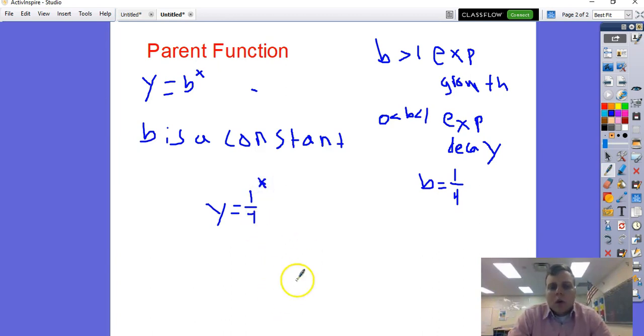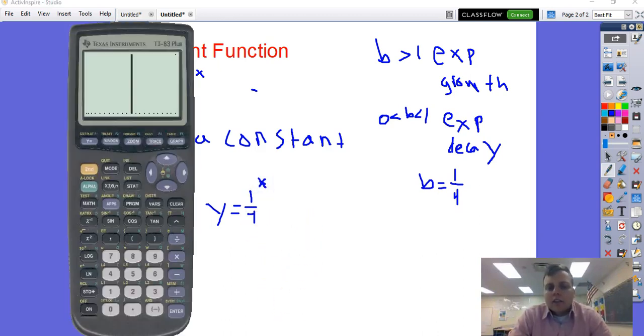So then, what that actually does to your graph, let's just look at the way the calculator does it. You do 1 divided by 4 raised to the x. You can hit graph, but I know I need to hit zoom 6. So I hit zoom 6. What's different about this graph? Take a moment, compared to the graph we just did. Look at your notes. What's different? It's going the other way.